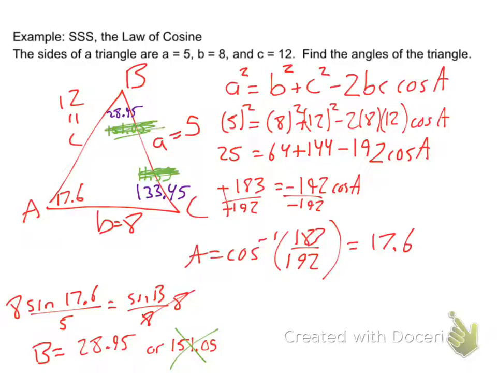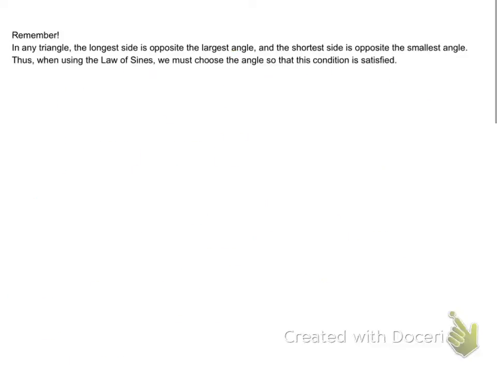green is out, and you're left with 17.6, 28.95, and 133.45. Now again, we approximated those. They might not add up perfectly to 180, but they should. Okay? This is exactly saying what I said there. Longest side, largest angle, smallest side opposite the smallest angle, and so forth.